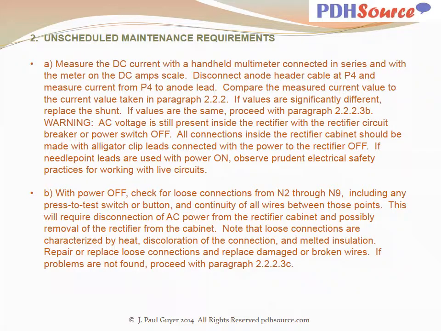Measure the DC current with a handheld multimeter connected in series and with the meter on the DC amp scale. Disconnect the anode header cable at P4 and measure current from P4 to the anode lead. Compare the measured current value to the current value taken in paragraph 222. If values are significantly different, replace the shunt. If values are the same, proceed with paragraph 2223B.